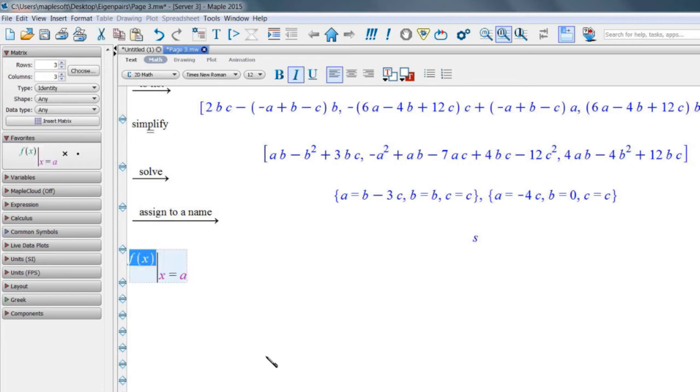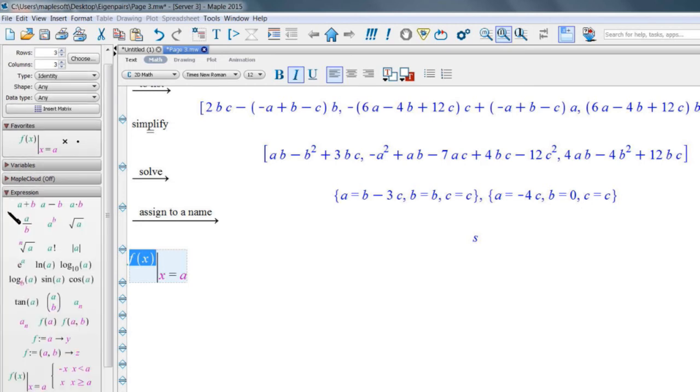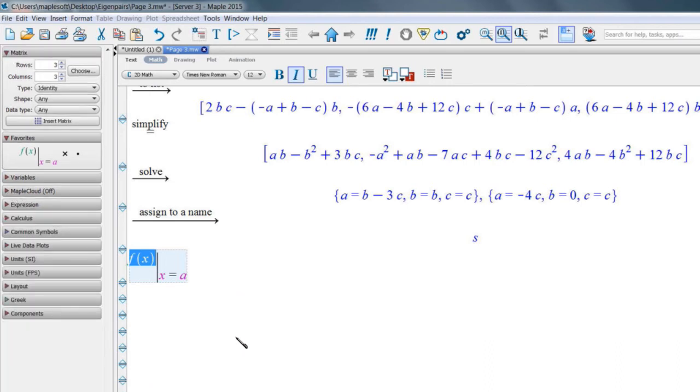So I will use this evaluation template that's in my favorites palette. If you don't have stuff in your favorites palette, you put it there; you would find stuff like this in the expression palette. See, this is the evaluation template. You right-click on it, you say add to favorites, and you populate your favorites palette to suit yourself. Okay, so here's V, and I want to evaluate that at one of those solutions.